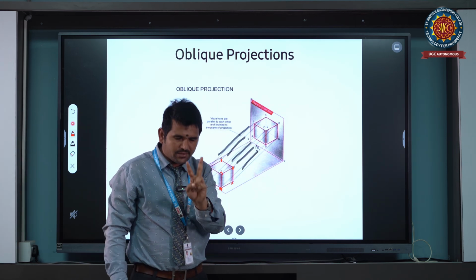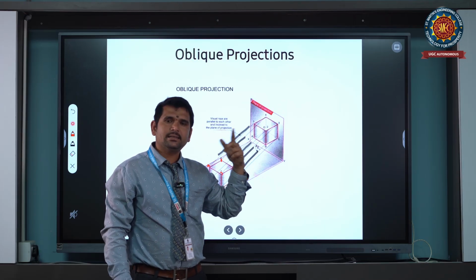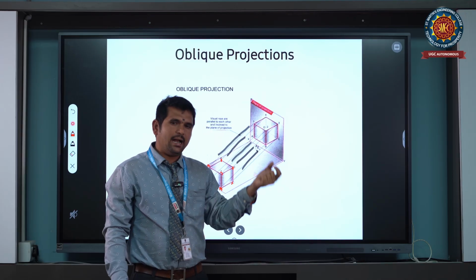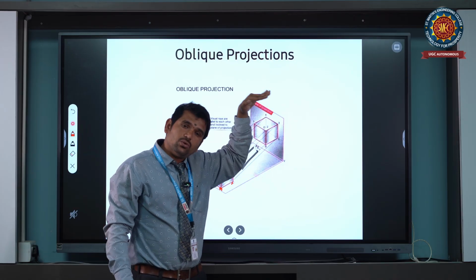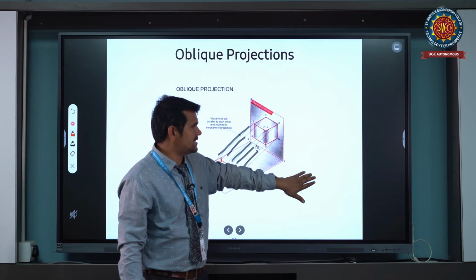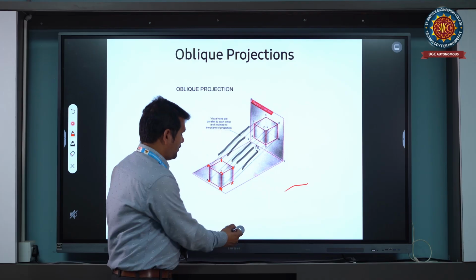The main difference between orthographic and oblique projection is that in orthographic, the projectors are obtained on the plane parallel to each other, and the plane is perpendicular to the object. That is orthographic, and in oblique, the projectors are inclined but parallel. So that is the main difference between oblique and orthographic projections.